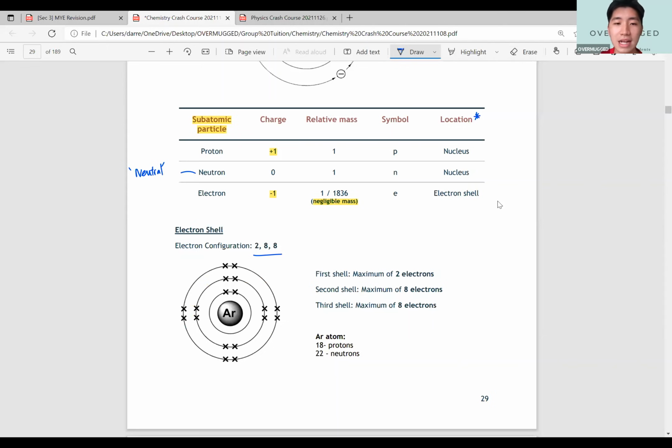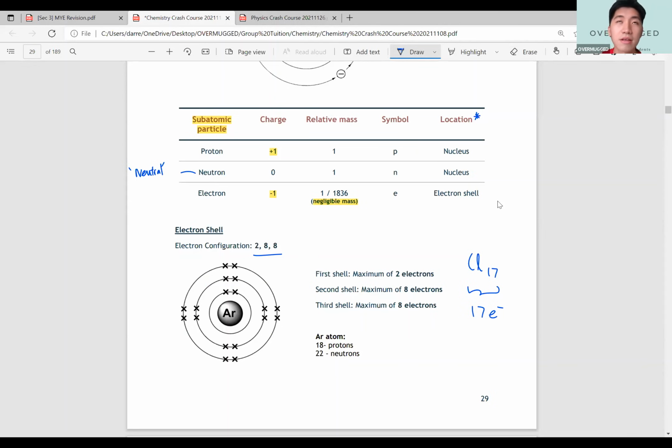Now, what exactly is 2, 8, 8? 2 refers to the maximum amount of electrons it can hold on the first shell. Second shell, it can hold a maximum of 8. Third shell, it can hold a maximum of 8. To give you a very quick example, chlorine has 17 electrons.